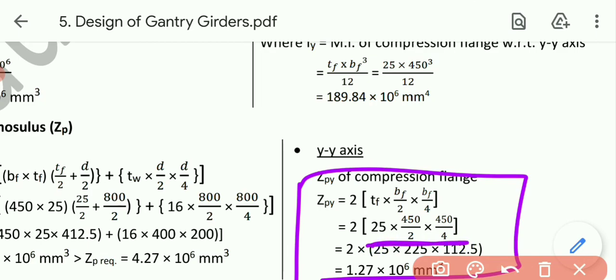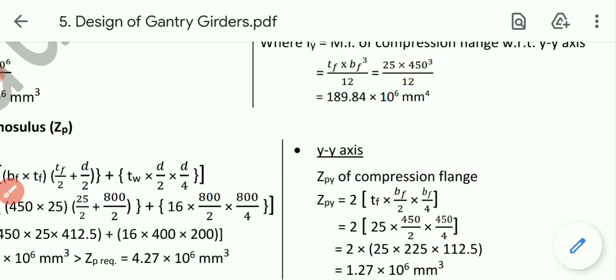25 into 450 by 2, that is 225, and 450 by 4, that is 225 by 2, all multiplied by 2. So ultimately I will get the answer 1.27 into 10 raised to 6 mm raised to 4. Okay, so this is the first part of this design.